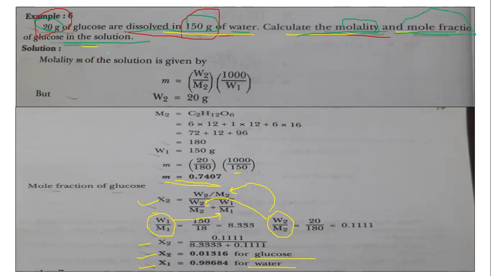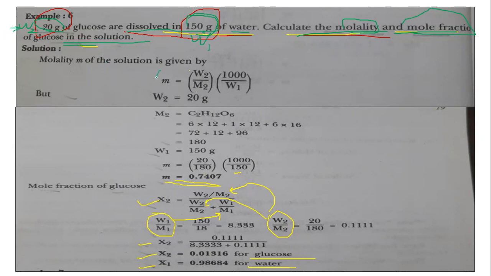Now see, in the solution, what is given here? How much glucose is dissolved? It's 20 gram of glucose dissolved, right? This is the weight. And how much is the water over there? This is the weight of water. So this is W2 and here it is W1. Water is the solvent, and this is our solute.